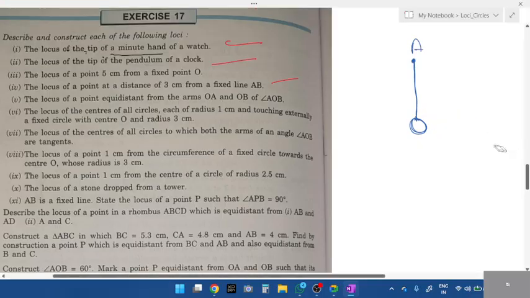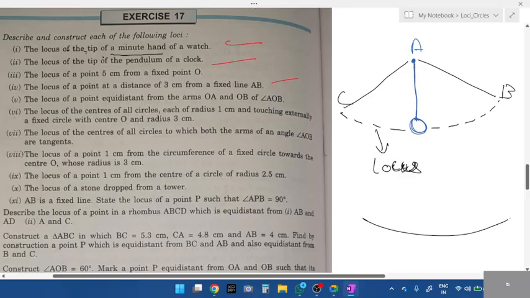No, this is not locus. The path which this ball covers, that is locus. Look here. If I push it to the right hand side, you would have done an experiment in physics. This is a pendulum. If you push it, it goes here, B. And when you just push, it keeps moving like this. This is C. This traceable path is known as locus.